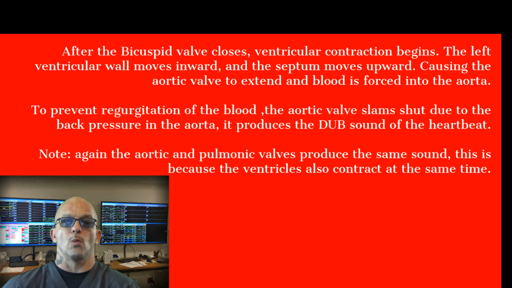The left ventricle wall moves inward and the septum moves upward. This causes the aortic valve to open and blood is forced into the aorta. To prevent regurgitation of the blood, the aortic valve slams shut due to the back pressure in the aorta, which produces the dub sound of the heartbeat. Note that here again, the aortic and pulmonic valves produce the same sound. This is because the ventricles also contract at the same time.